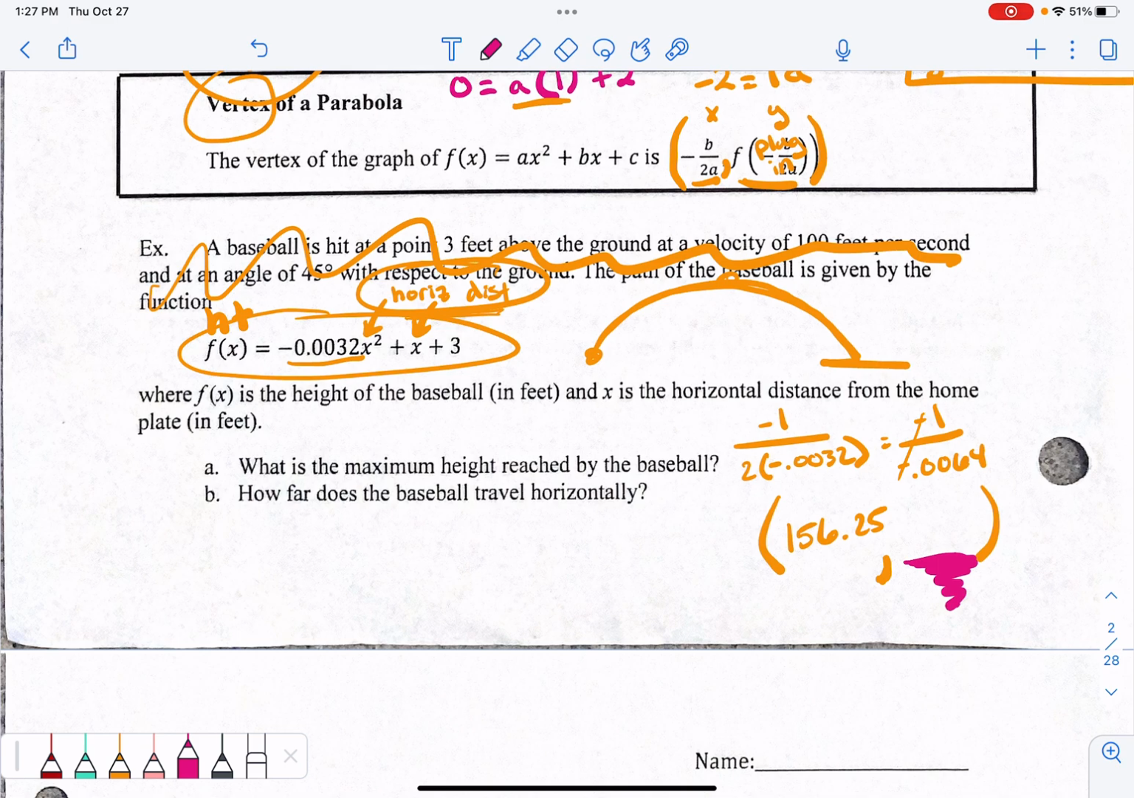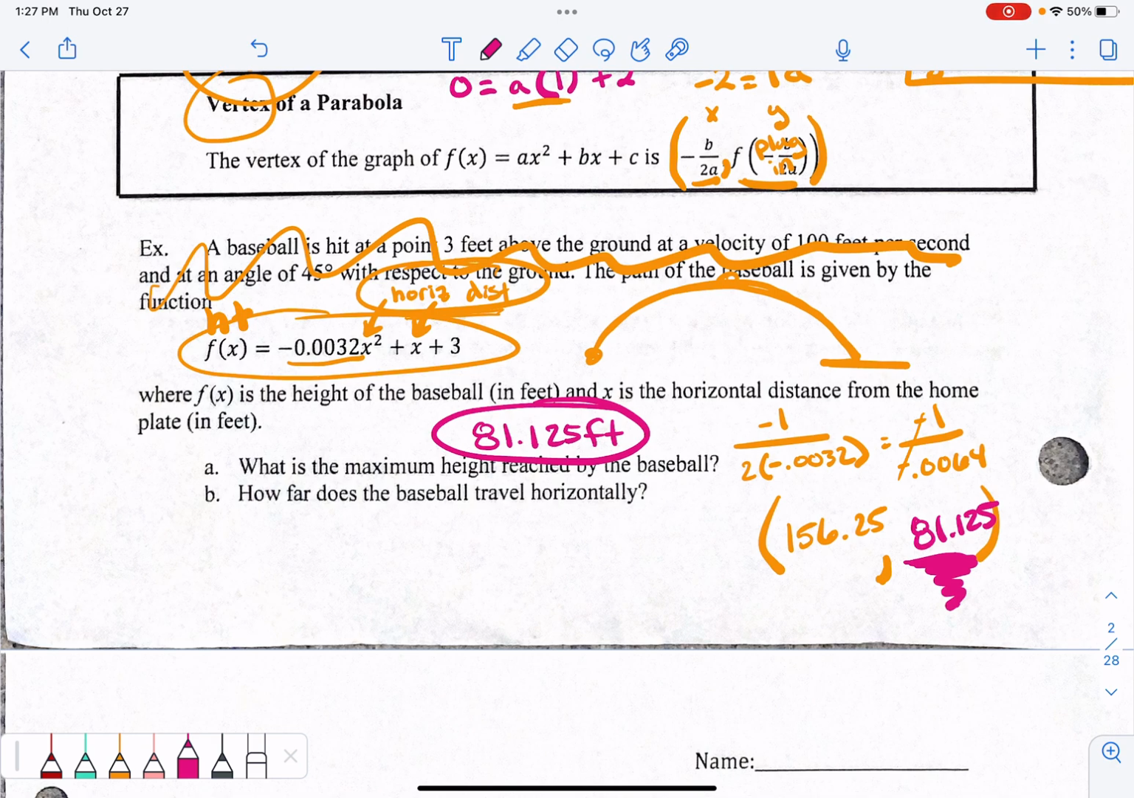Negative 0.0032 times 156.25 squared plus 156.25 plus 3 is 81.125. So, the answer for A, what is the maximum height? 81.125 feet high is how high the ball goes at its maximum. Now, how far does the ball travel horizontally?